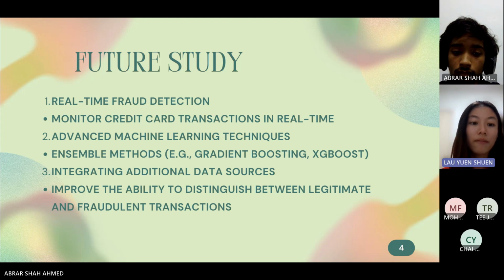So lastly, we have incorporating additional data sources. To enhance the accuracy of fraud detection models, future studies can consider integrating additional data sources such as customer behavior patterns, geolocation data, and social network information. So by incorporating diverse data, models can capture more patterns and improve the ability to distinguish between legitimate and fraudulent transactions.